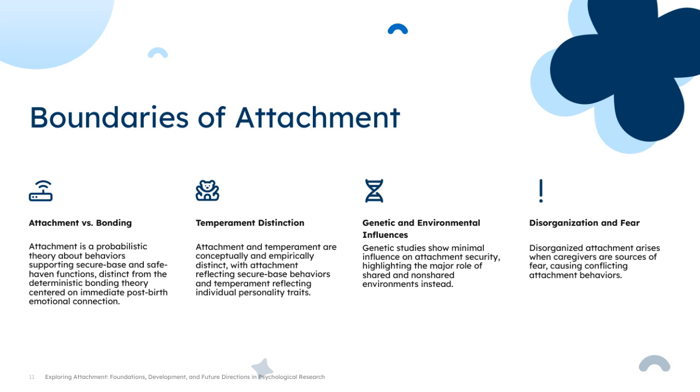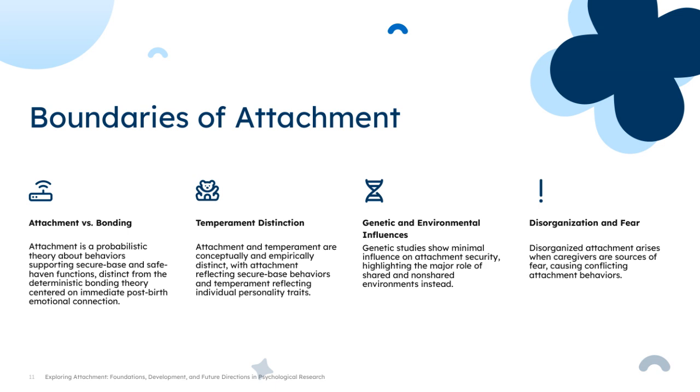Research into genetic and environmental influences shows that genetics have only a minimal role in attachment security. Instead, shared and non-shared environments play a major role, highlighting how experiences and surroundings shape attachment patterns.